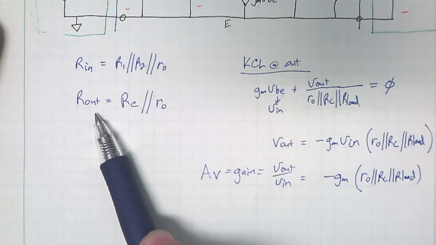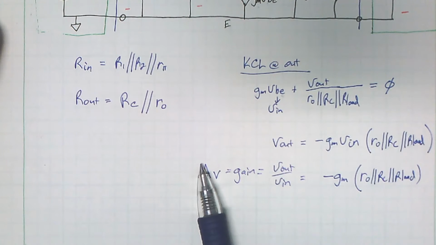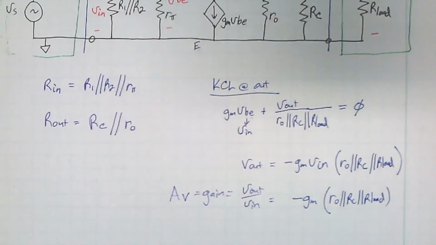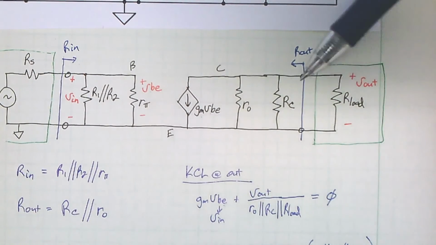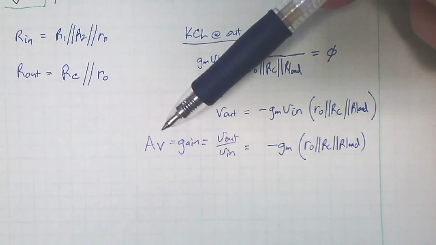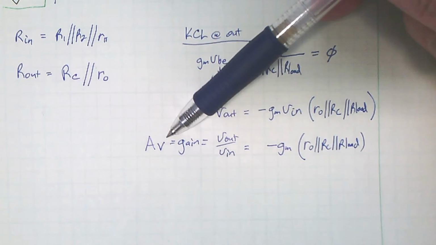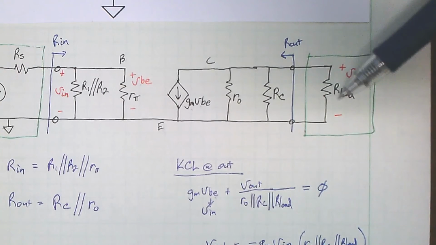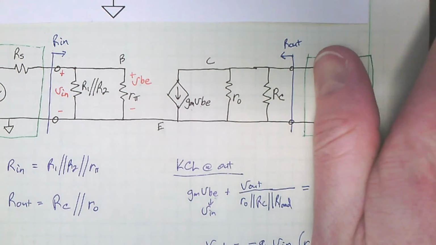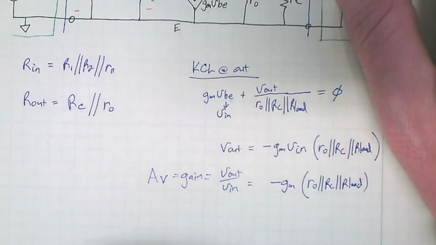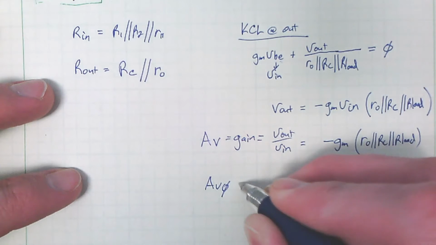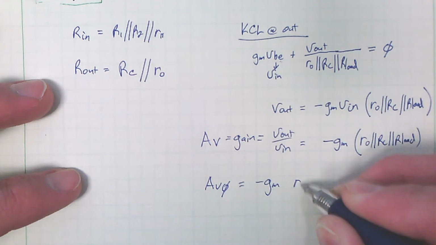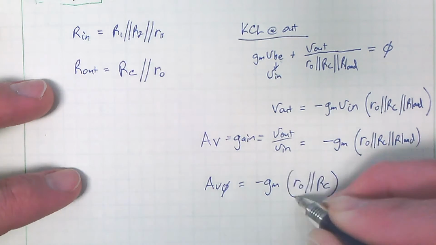I have my input resistance, my output resistance, my voltage gain. And that's it. That's all I need to know. If I need the Thevenin equivalent voltage gain, remember that the Thevenin equivalent voltages are with an open circuit load. So if I take off our load, I just end up with minus GM RO RC, but not in parallel with our load. So I'll call this AV0, minus GM RO parallel RC, and that's it.